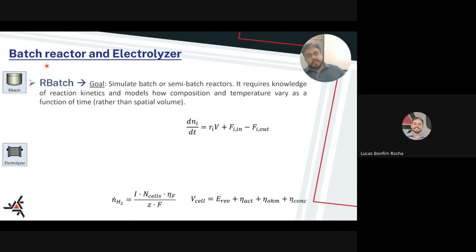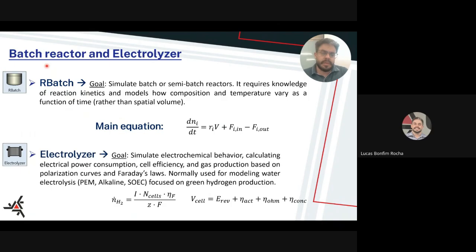So we can also use the other two models that I commented on in the beginning of our presentation. We can use the R-Batch model for simulating batch or semi-batch systems, when we have the variation with time of the components inside our reactor. So we have here the mass balance with all terms.